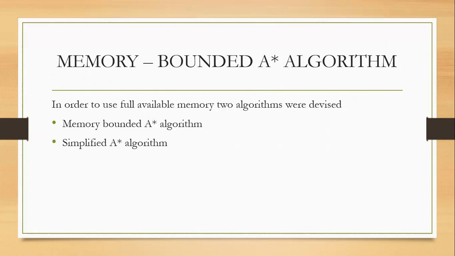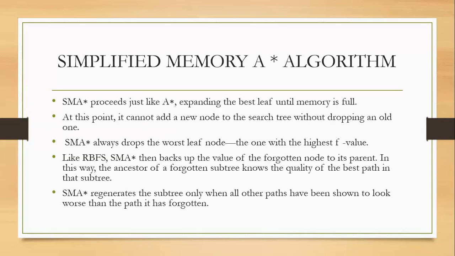Memory bounded A star algorithm. In order to use the full available memory, two algorithms have been devised: simplified A star and memory bounded A star. The simplified A star algorithm proceeds like A star, but the best leaf is expanded until the memory is full. Without expanding all the possible leaves from a state space tree, only the best leaf will be expanded. At this point, we can add a new node to the search tree without dropping, that is, without pruning an old one.